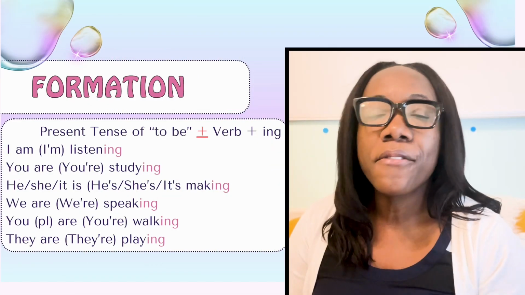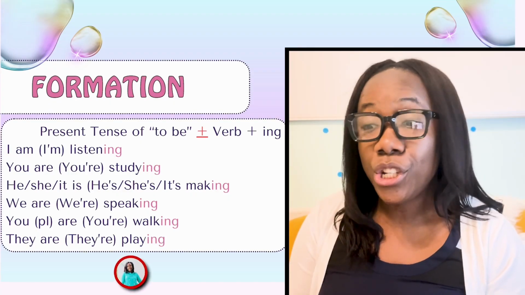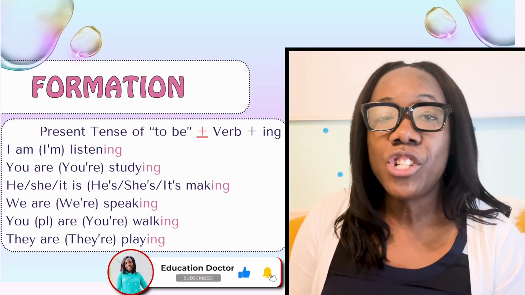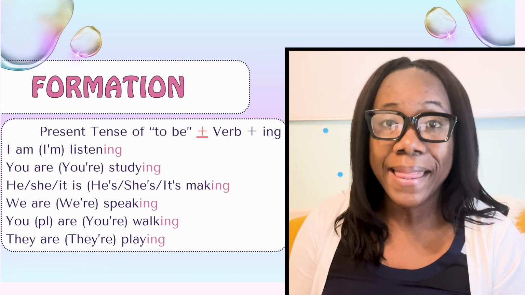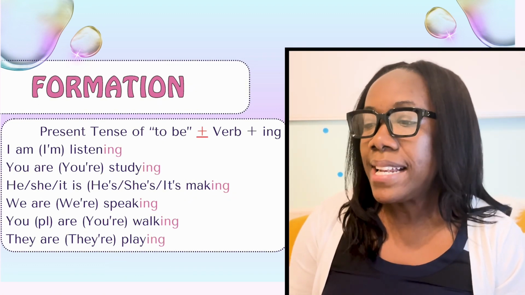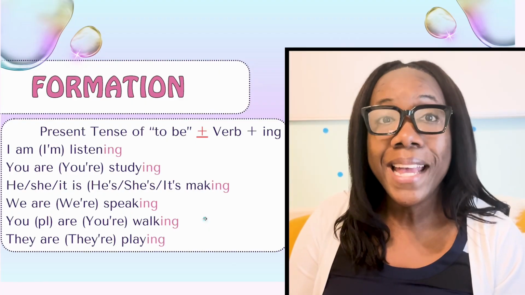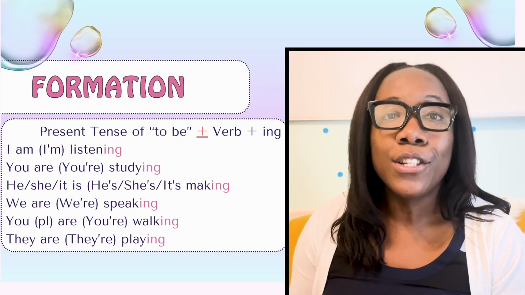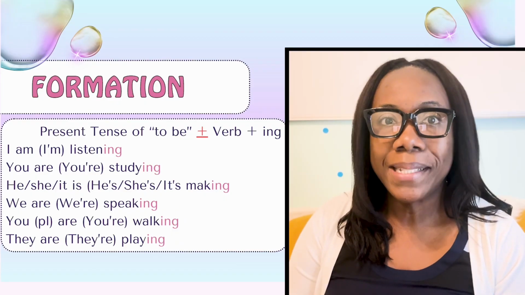First, let's talk about the formation of the present continuous tense. We use the present tense of the verb to be, which is the most common verb in the English language. And in addition to the present tense of the verb to be, we use a verb that ends with ing to form the present continuous tense.